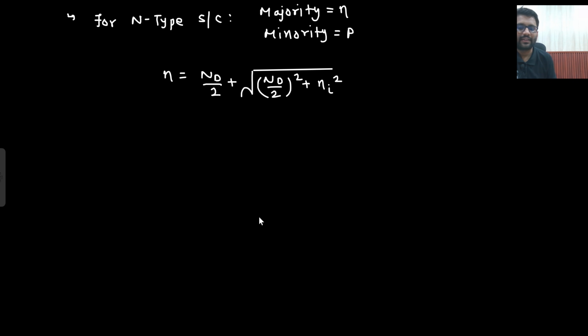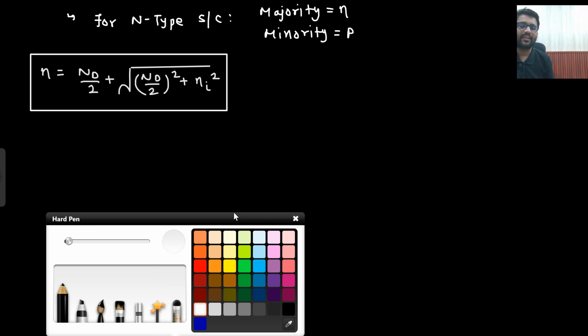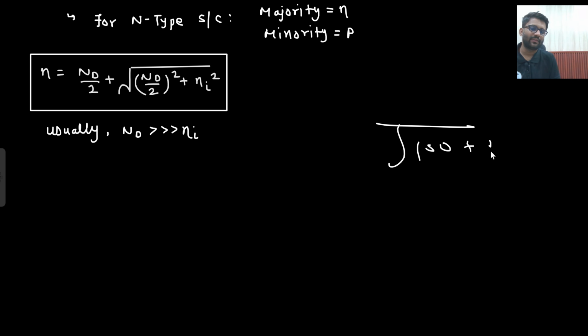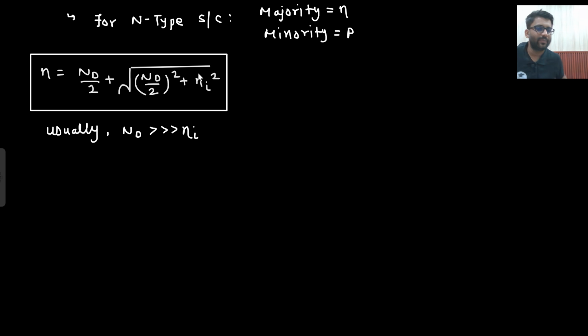So this is the generalized formula that should be there in your mind. But in 99.95% of cases, usually Nd is much greater than Ni. So what you can do, you can ignore this part. 100 plus 1, what would that be? Roughly 100 only, no? Or 1000 plus 1, that would be roughly 1000 only. So I can ignore this. So with respect to Nd, I can put Ni approximately equal to 0.